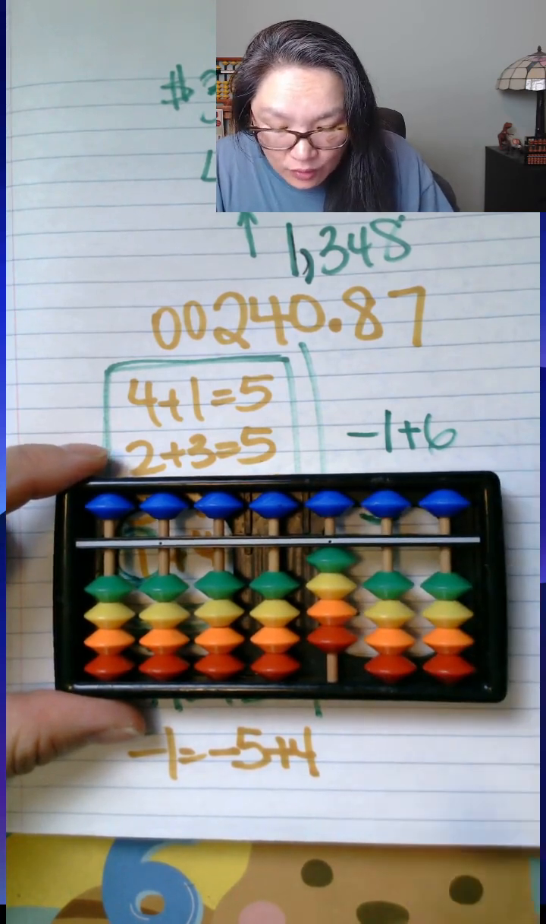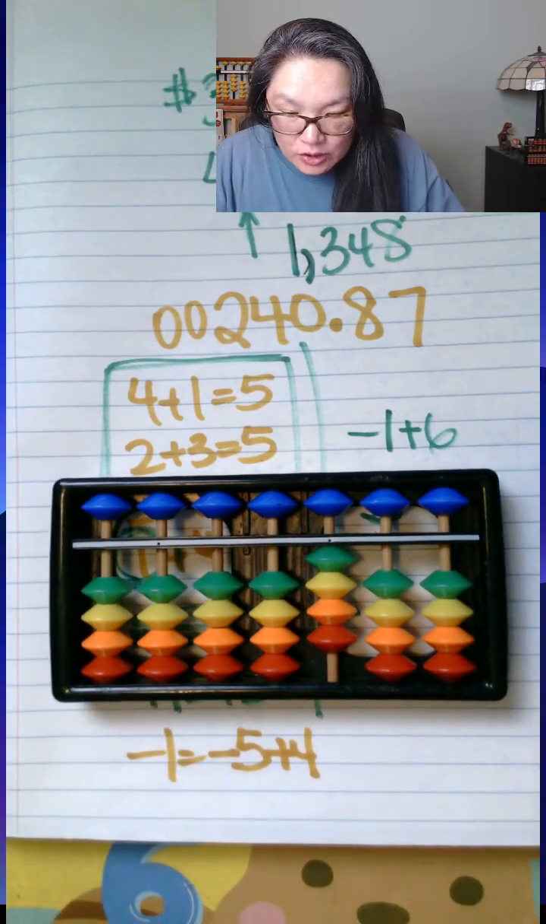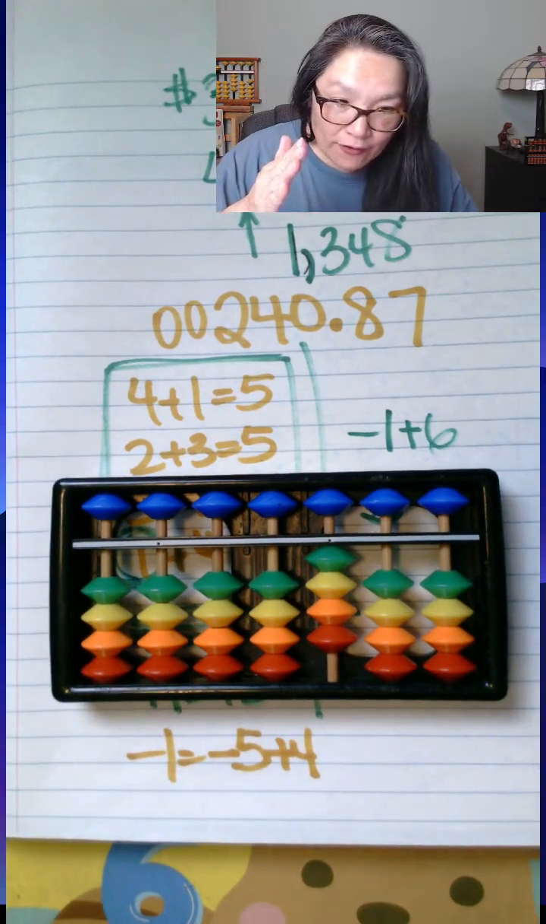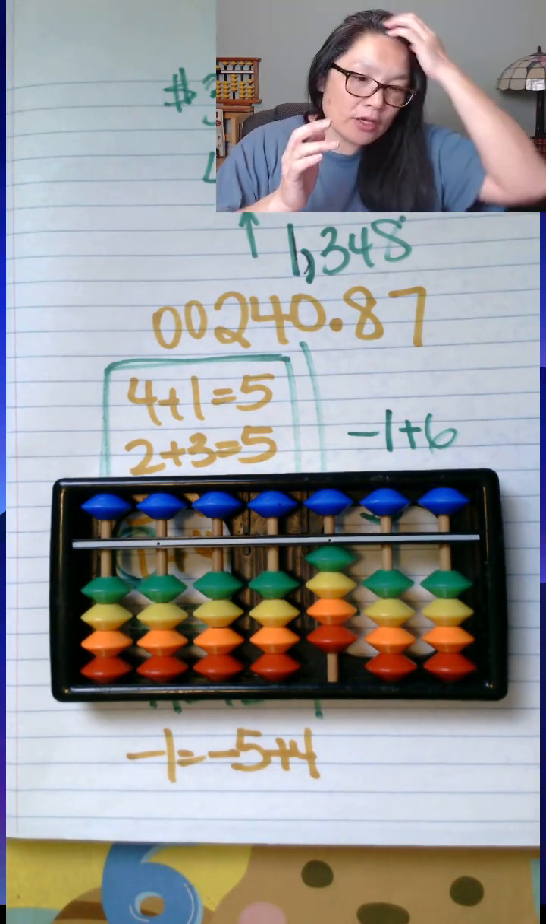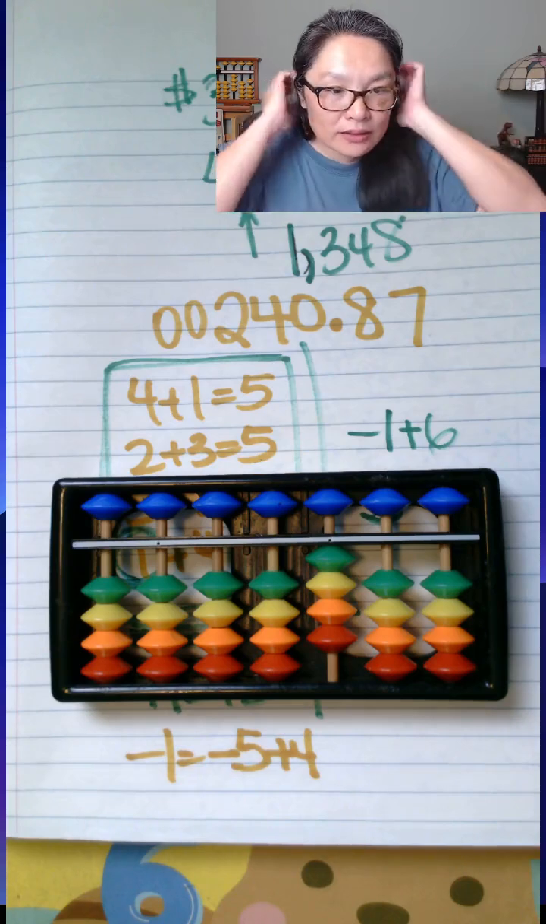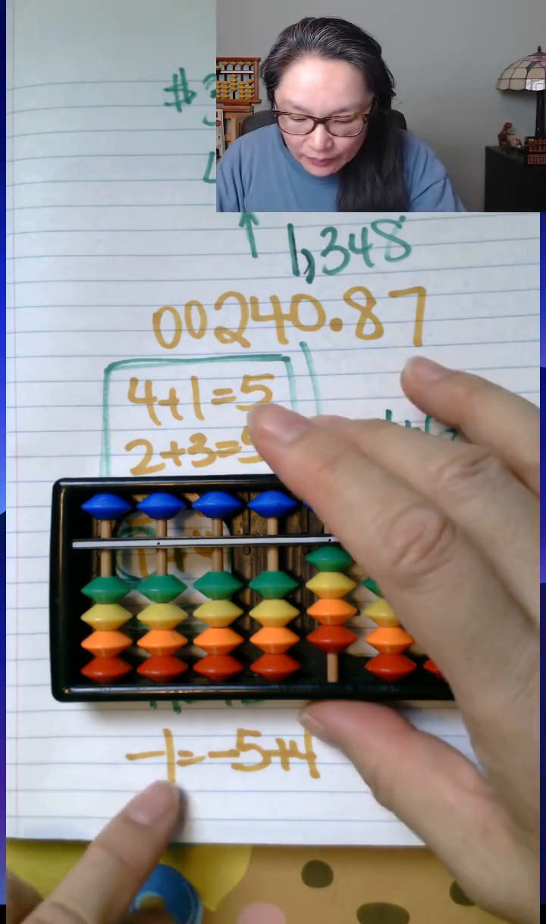So this is a little bit more advanced. We went from simple to making a 5, but then we went to taking away a 5. Taking away a 5 is a little bit more complex. Does that make sense?